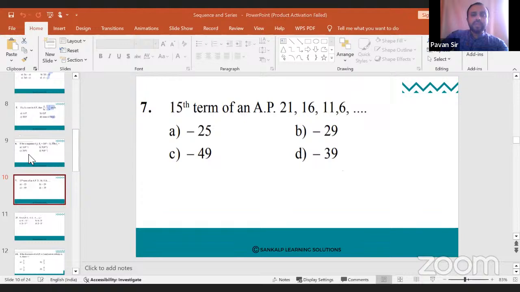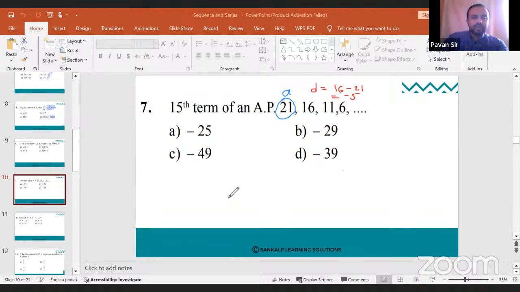15th term of an AP, that is 21, 16, 11, 6. Try to give the answer for this. 15th term of an AP is what? Here A is given, it is nothing but 21. A itself is 21. Next, D is equal to what? D is nothing but 16 minus 21. It is nothing but minus 5 is the answer, D.